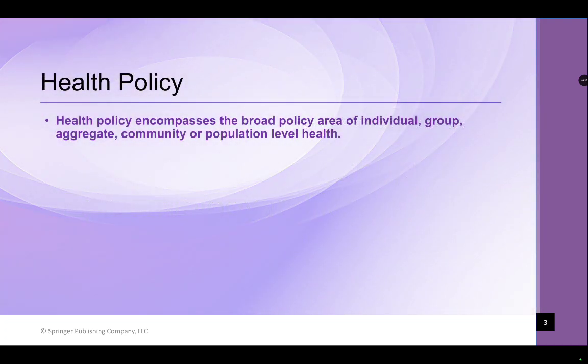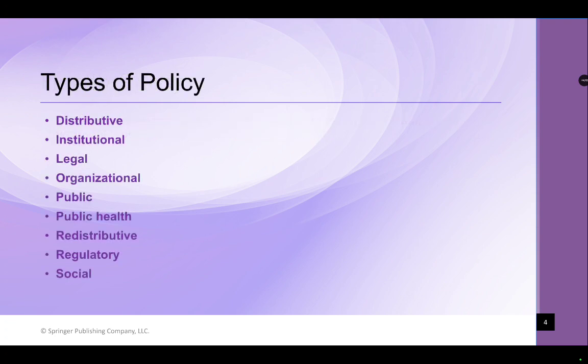So health policy encompasses the broad policy area of individual, group, aggregate, community, or population level health. Health policy is just one type of policy, but there are actually many classifications of policy, as you can see here on this slide. These include distributive, institutional, legal, organizational, public policy health, or public health, redistributive, regulatory, and social policy.